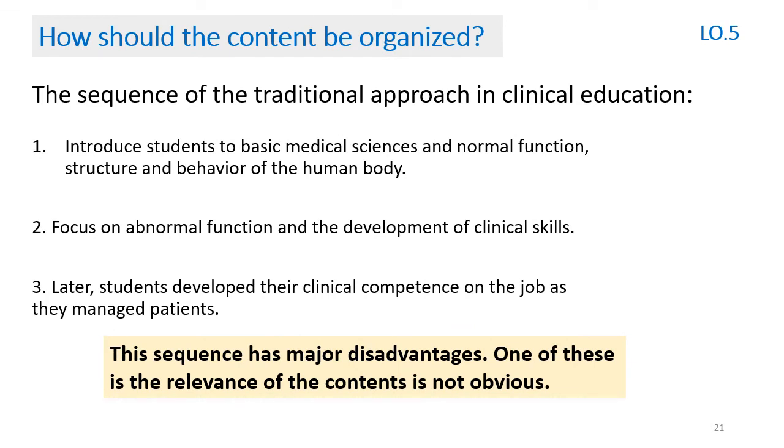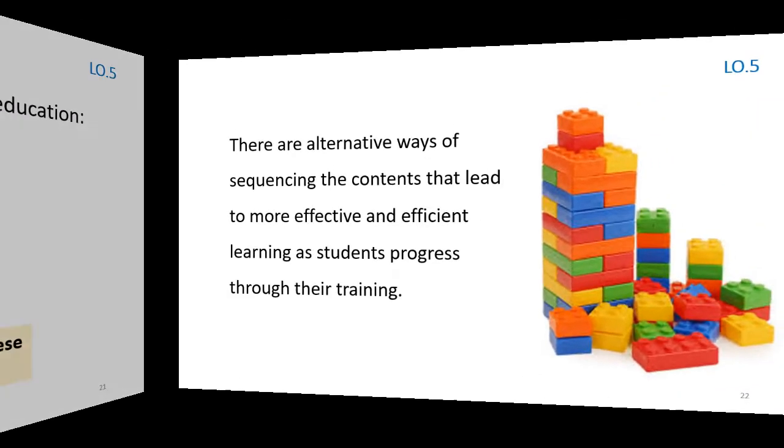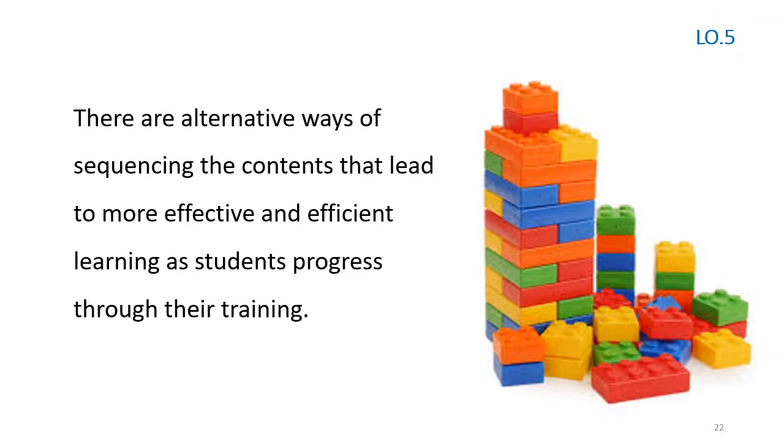How should the content be organized? The sequence of the traditional approach in clinical education. First, introduce the student to basic medical sciences and the normal function, structure, and behavior of the human body. Secondly, focus on abnormal function and the development of clinical skills. Third, later, students develop their clinical competence on the job as they manage patients. This sequence has major disadvantages. One of these is that the relevance of the contents is not obvious. There are alternative ways of sequencing the contents that lead to more effective and efficient learning as students progress through their training.